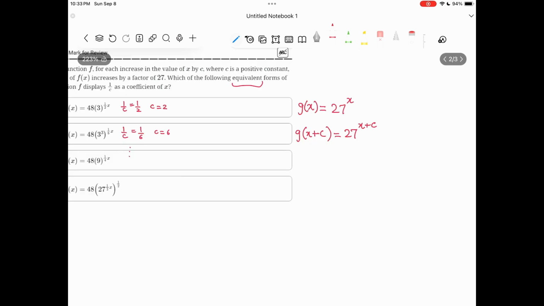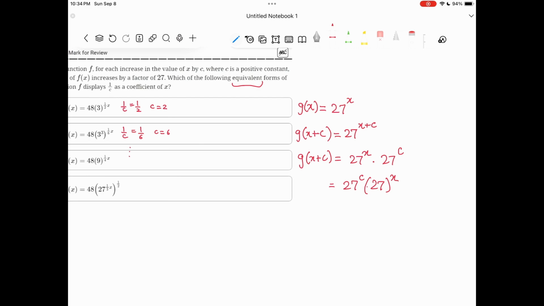We can simplify this to get g of x plus c equals 27 raised to the power of x times 27 raised to the power of c. And we can write that as 27 raised to the c times 27 raised to the x. In other words, for every increase in x by c, g of x increases by a factor of 27. Now in this example, it's very easy to see that g of x is increasing by a factor of 27, in this case 27 raised to the power of c.